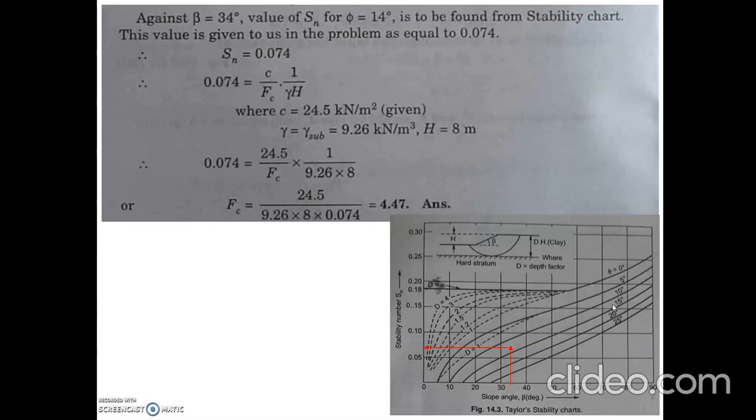The value of phi is 14 degree. So we will have to check where that phi value will lie. Here we have got two curves for phi equal to 10 degree and phi equal to 15 degree. So 14 degree will lie between 10 degree and 15 degree. So we will proceed along the curve for phi equal to 14 degree. And the value of beta which we got is 34 degree. So this is 34 degree.